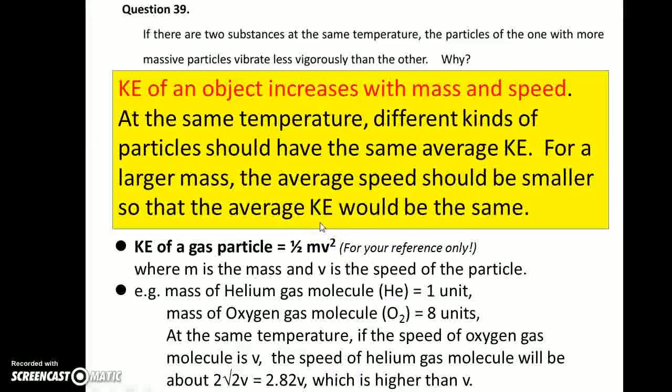For example, for a helium gas molecule, the mass is 1 unit. The mass of an oxygen gas molecule is 8 units. At the same temperature, if the speed of oxygen is v, then the speed of helium gas should be 2.82 v. And so helium gas molecules move faster.